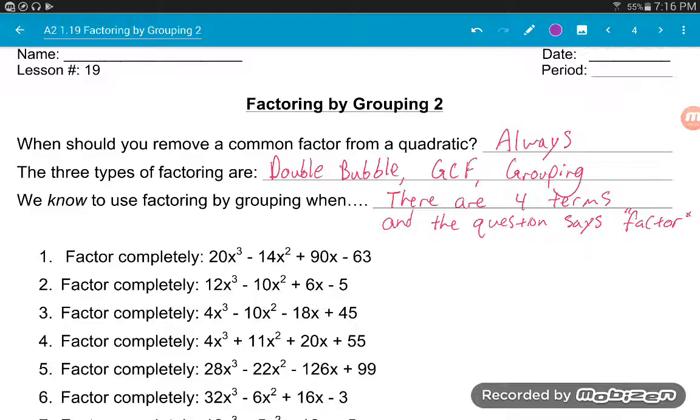We know to use factoring by grouping when there are four terms. It's super important. When there are four terms and the question says factor, you know that you're using factoring by grouping. There is no other method that you're going to learn to factor four terms. Now it's important to remember that factoring doesn't mean solving anything. Factoring just means rewriting it in an equivalent form that's either broken down or more useful.